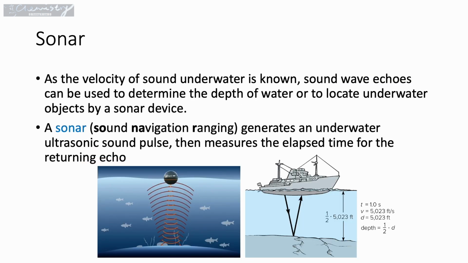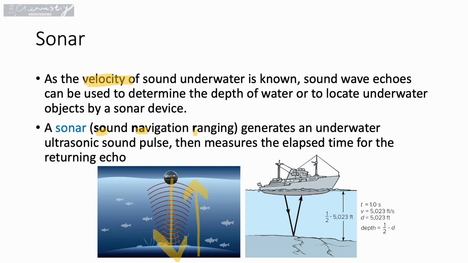So because we know that the sound wave can echo, and we do know the velocity of sound underwater, we can use it to determine the depth of the water and to locate underwater objects using a sonar device. A sonar is an abbreviation of sound navigation ranging. It generates an underwater ultrasonic pulse, hits the floor or the object, and then echoes back. And if we measure the time, then we can find the distance traveled, right? Because we know the velocity.